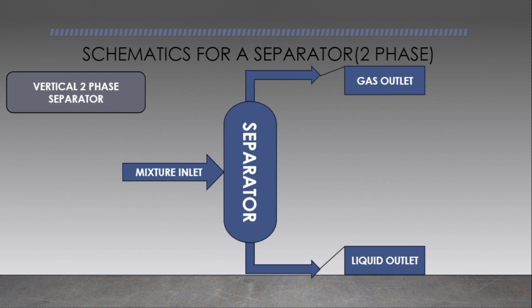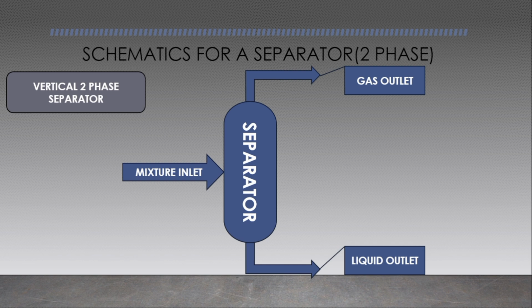So a separator, this is what a separator looks like. The schematic for a separator, a 2-phase separator in our case, and it's a vertical 2-phase separator. We have two types of 2-phase separator, the horizontal and the vertical. Let's look at the difference. As the name implies, the vertical, of course, is in the vertical form. This type of separator is suitable for separating a mixture which has more gas. The mixture is made up of more gas than liquids. Let's say, for example, you have 60% gas and 40% liquid. You make use of a vertical separator.